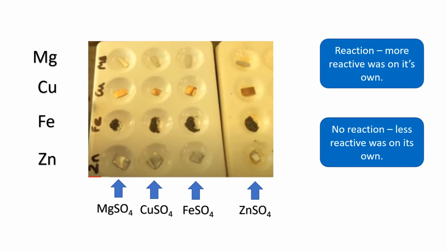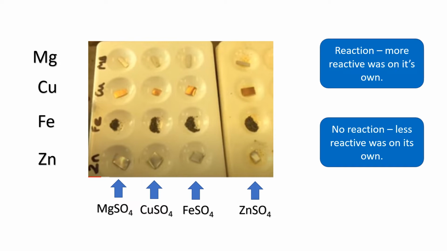This is part 2 of the lesson on displacement reactions. So you will need to know what the practical for this actually looks like. How would you use displacement reactions to create an order of reactivity? This is similar to what we do with the halogens.